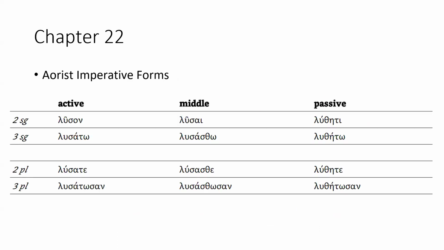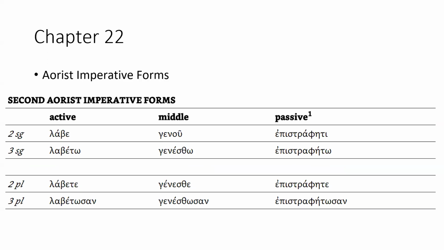So you can see the aorist imperative forms here. Lusan, lusai, lutheti, for the second singular, active, middle, and passive. For the third singular, lusato, lusasto, lutheto. And you can pause the video and look through the rest of the paradigm here. Again, you will be learning these paradigms for the chapter.